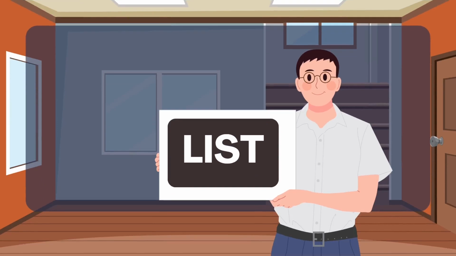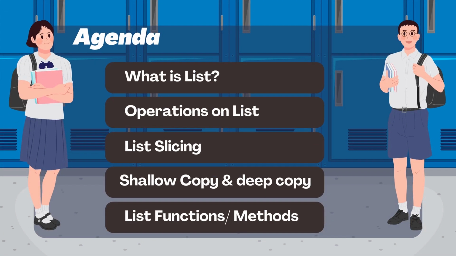With that, let's move ahead to the next data type, that is nothing but list. First of all, we will try to understand what is list, then we will perform the different operations on it. Just like string, we can slice list elements too. Followed by that, we are gonna discuss one of the important topics, that is shallow copy and deep copy. And finally, we will get the knowledge of different functions and methods associated with list. Alright then, let's get started without further delay.